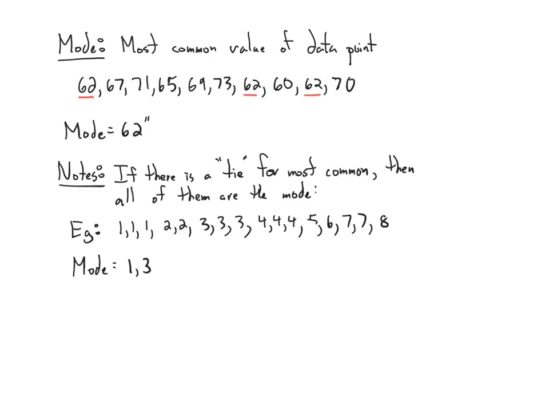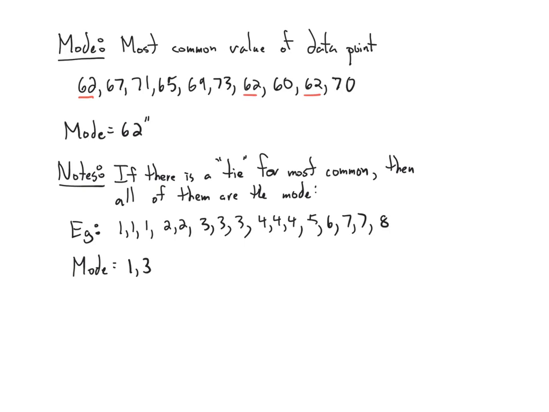The final measure of center I want to talk about is the mode. And the mode is just the most common value of a data point that you have. So in the example that we're looking at, the 10 heights of the students, we had 3 students that were 62 inches tall. 62 appears more than any other data point. In fact, all of the other values appear exactly once. 62 appears in this case 3 times. So the mode in this case, because it appears the most, is 62.